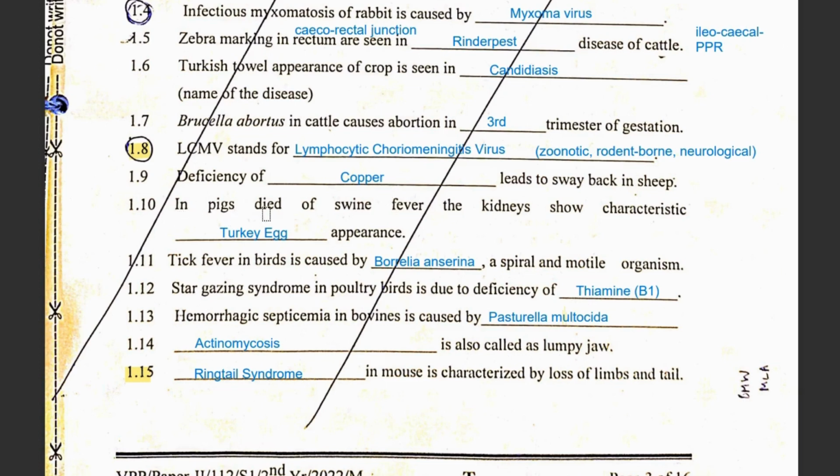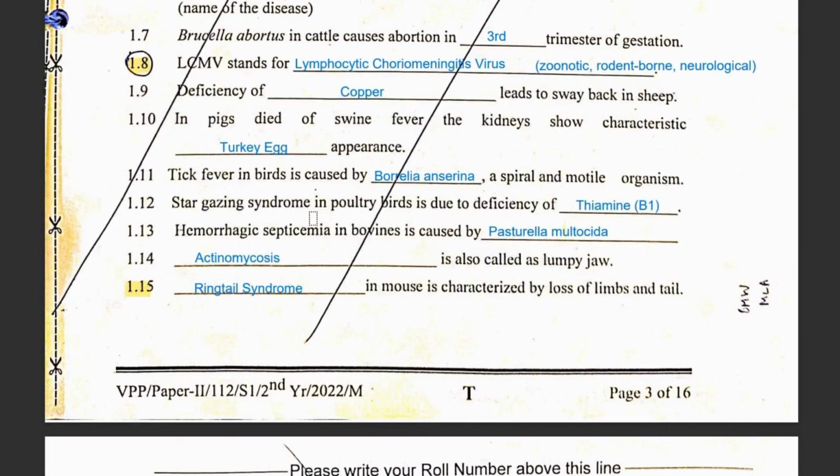In pigs died of swine fever, the kidneys show characteristic turkey egg appearance. Tick fever in birds is caused by Borrelia anserina, a spiral and motile organism. Stargazing syndrome in poultry is due to the deficiency of thiamine or B1, as we discussed above.